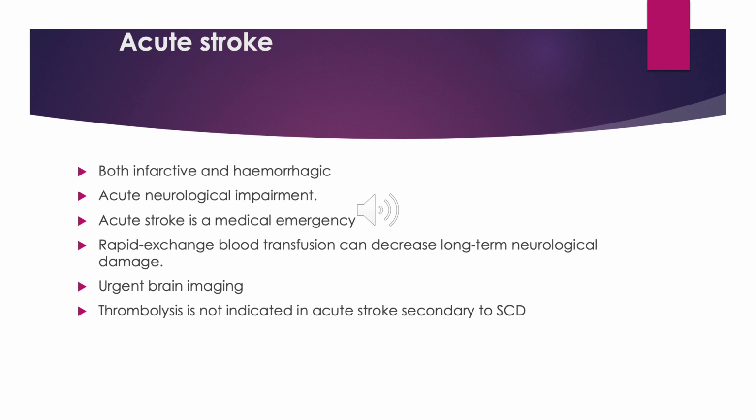Why? Because as you can see, acute stroke can be post-infarctive or hemorrhagic. So if you give thrombolysis for a hemorrhagic stroke, you are actually increasing the risk of bleeding and getting intracranial hemorrhage and increasing the size of a stroke. That's why urgent brain imaging should be done first. Neurological involvement is a must, and a multidisciplinary team approach is needed for management of acute stroke in case of acute sickle cell crisis.